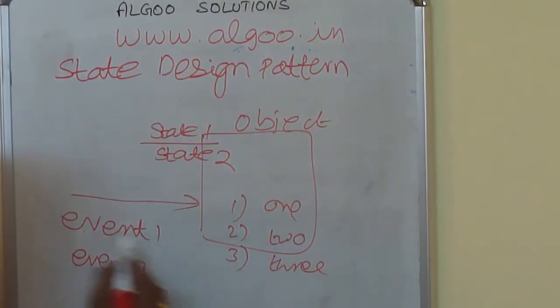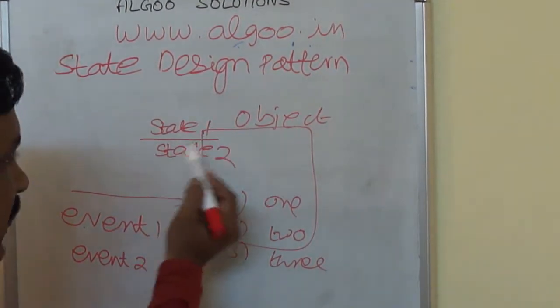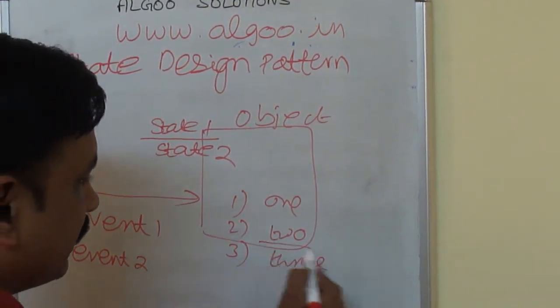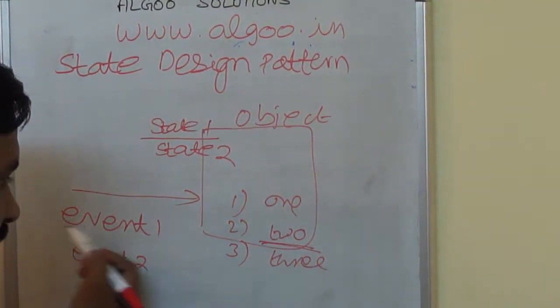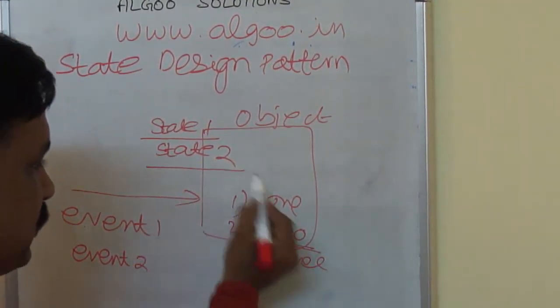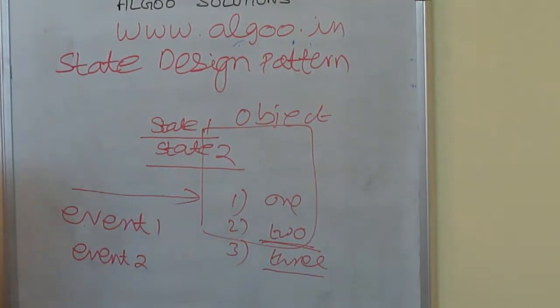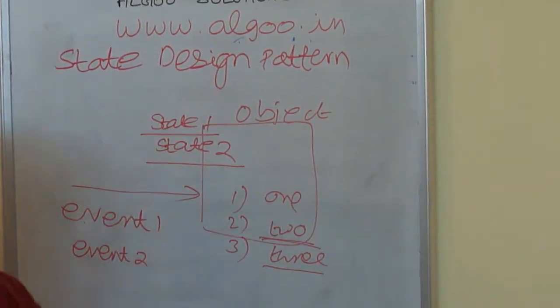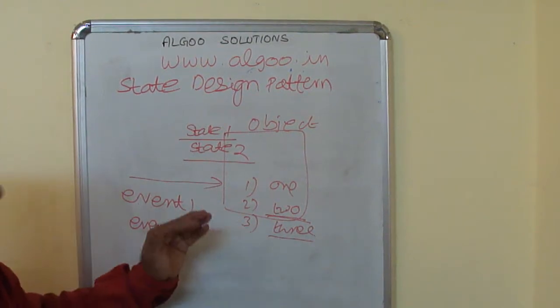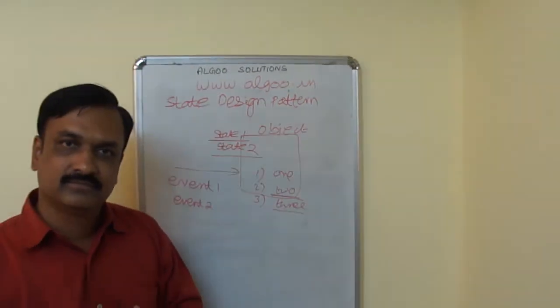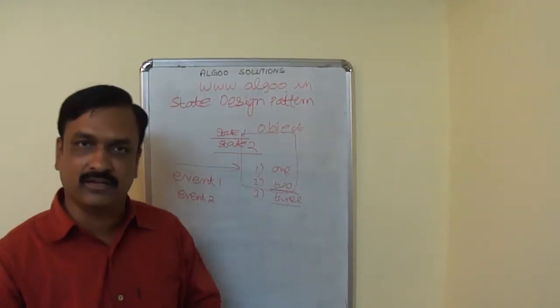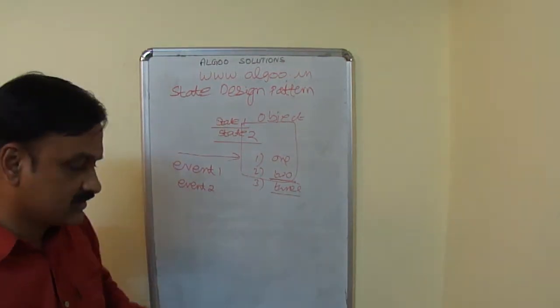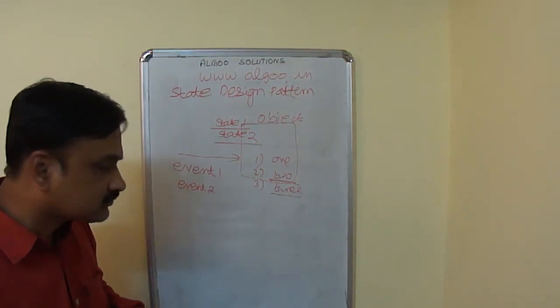Now you get event 1, if it is in state 1, you will have a particular behavior. If event 1 is coming, if it is in state 2, you will have another behavior. So it's kind of an object's behavior is a function of the state. So that's what a state design pattern is. Basically an object's behavior is a function of the state.